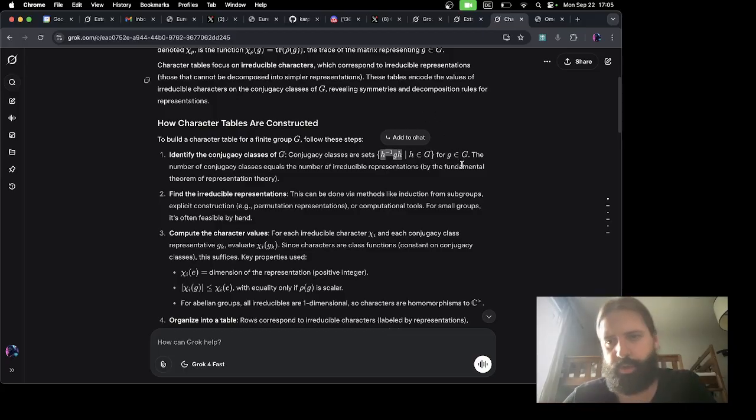I don't know intuitively why the number of conjugacy classes equals the number of irreducible representations. Let's dive into this.